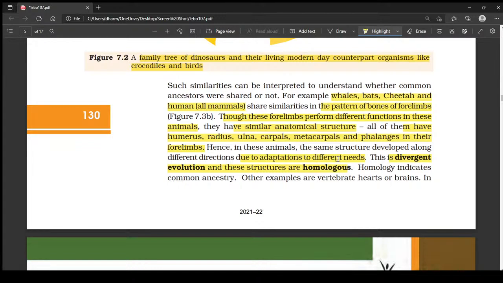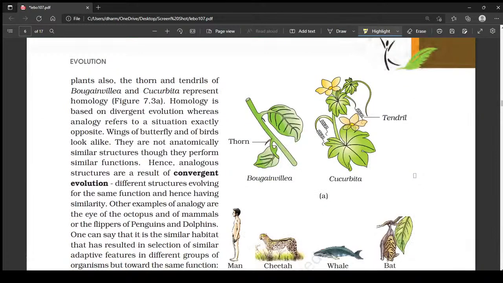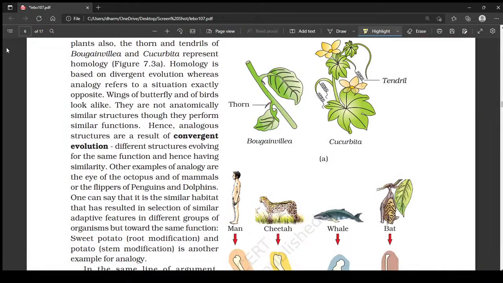Homology indicates common ancestry. Other examples are vertebrate hearts or brains. In plants also, the thorns and the tendrils of Bougainvillea and Cucurbita represent homology. What represents homology in plants? The thorns and the tendrils of Bougainvillea and Cucurbita.